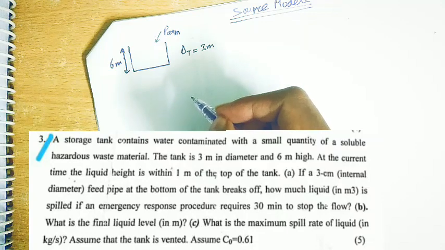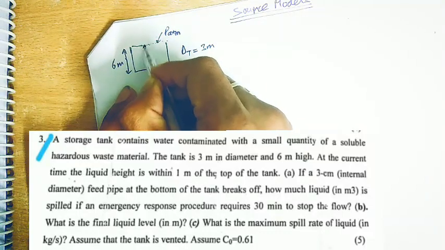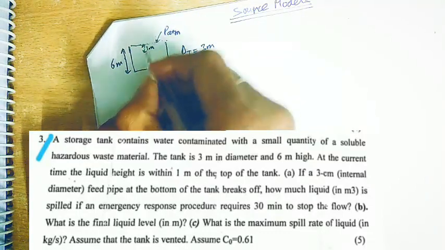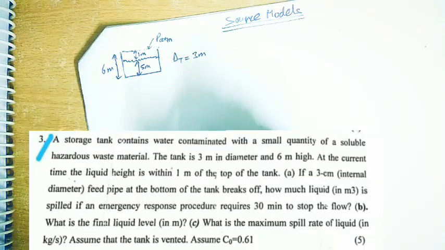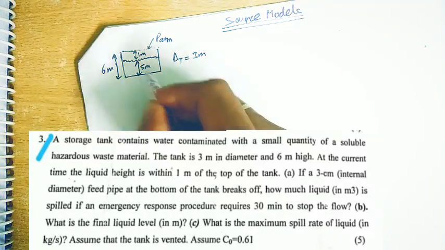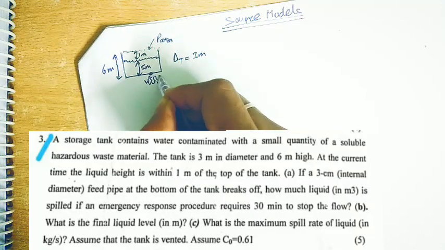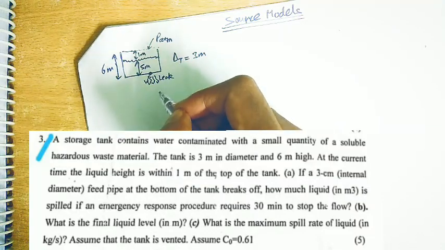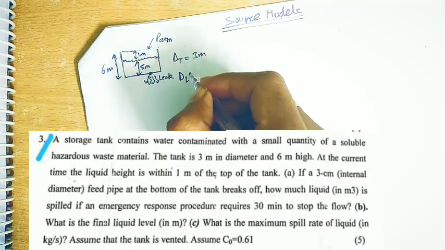Now it says that at the current time the liquid height is within 1 meter of the top of the tank. So assuming this is our top of the tank, 1 meter height from here. At this point the liquid is 1 meter within the top of the tank. So from here we know the height is 5 meters. Next we see that there's a leak at the bottom. So the water will flow out from here, and this leak has a diameter, let's say DL, the leak diameter.